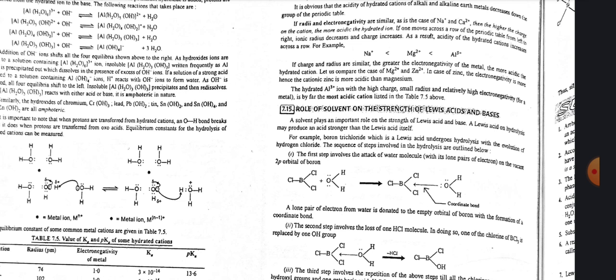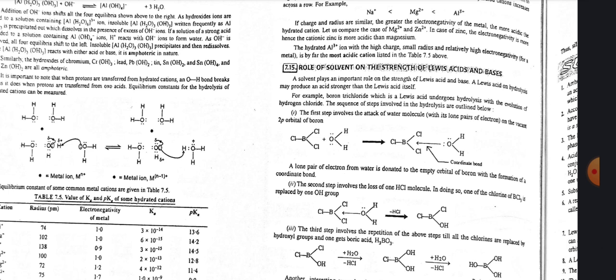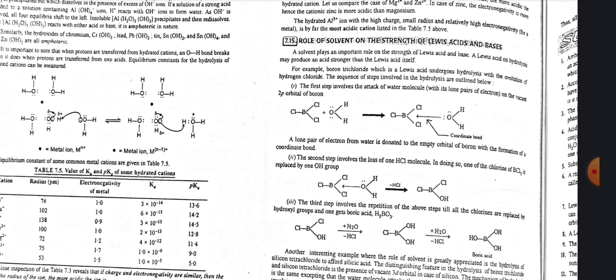If one moves across a row of the periodic table from left to right, ionic radii decrease and charge increases. If charge and radii are similar, the greater the electronegativity of the metal, the more acidic the hydrated ion. Let us compare the case of Mg2 positive and Zn2 positive. In case of zinc, the electronegativity is more, hence the zinc cation is more acidic than magnesium. The hydrated Al3 positive, with its high charge, small radius and relatively high electronegativity for a metal, is by far the most acidic cation listed below.